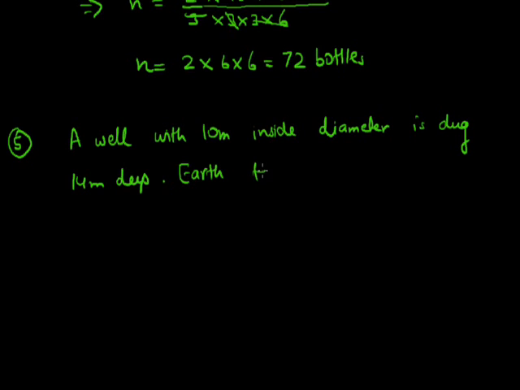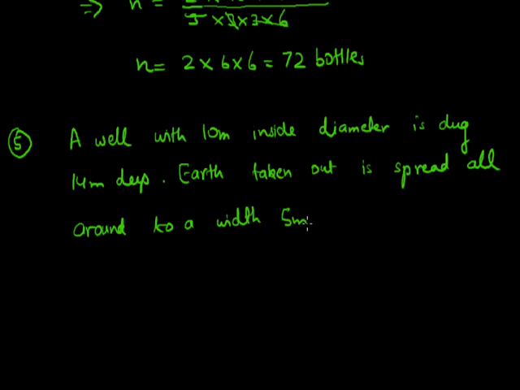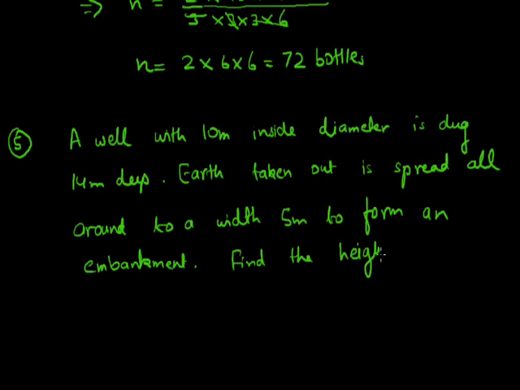Earth taken out is spread all around to a width 5 meter to form an embankment. So find the height of embankment.